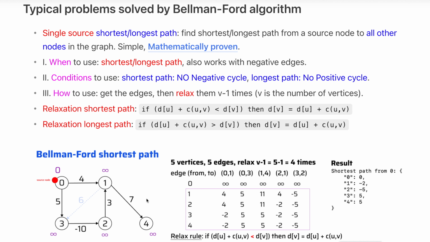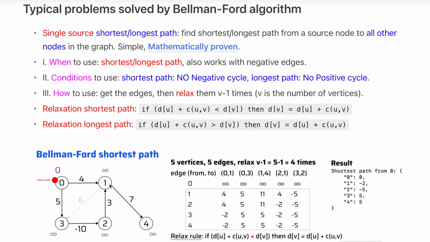Now before relaxing them, we're gonna initialize the distance from node 0 to all the nodes. For node 0 to itself, the distance is 0. For all other nodes, we first assume that it's gonna be infinity. With the initialization done, now we relax them.